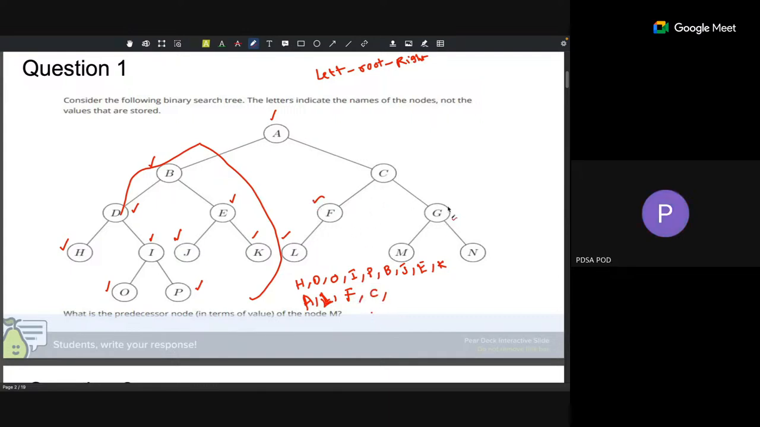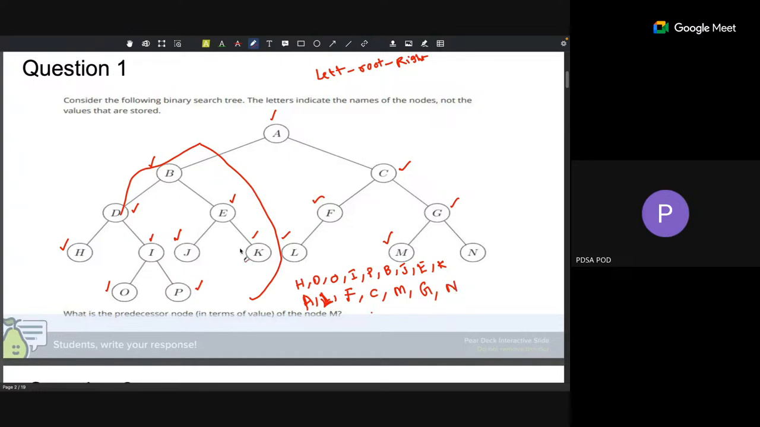After C is processed, we go to Z. But G is not individual, it has a left descendant. M is processed. After M is processed, the root of M is processed, that's G. After G is processed, the final right that is processed is N.